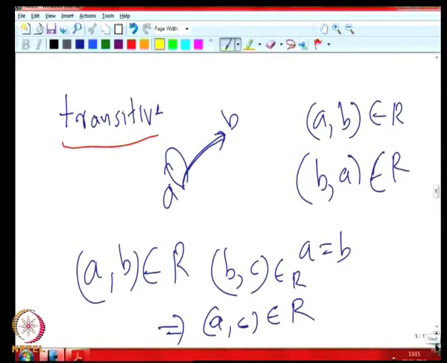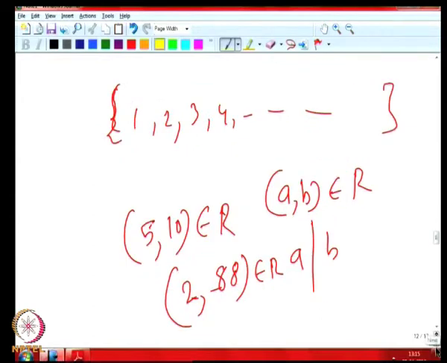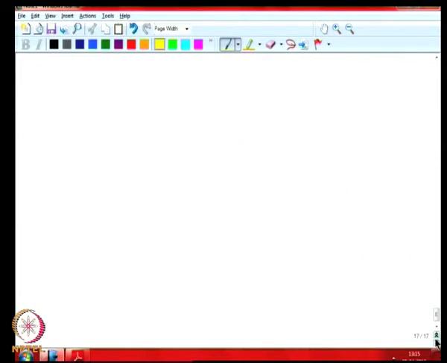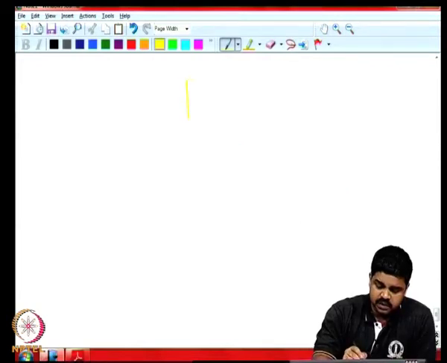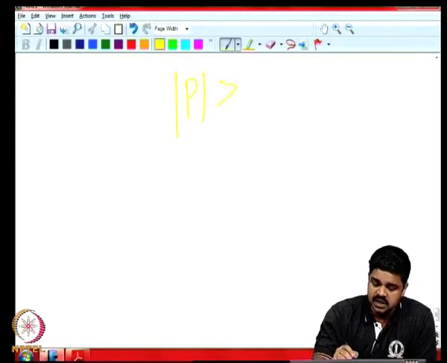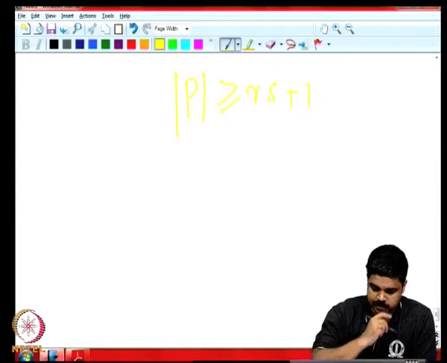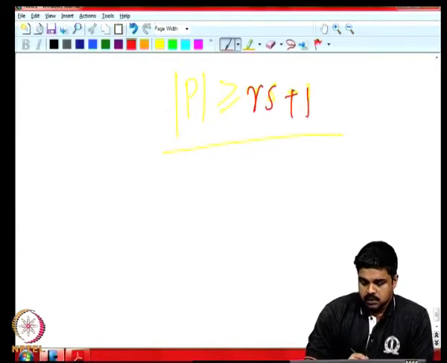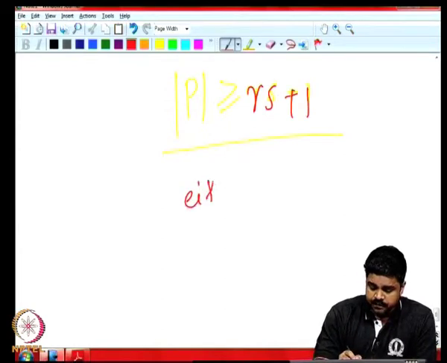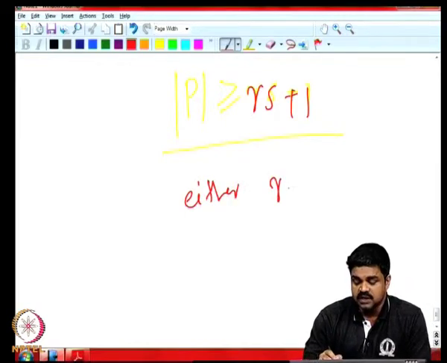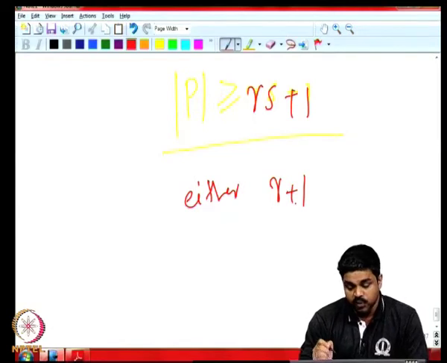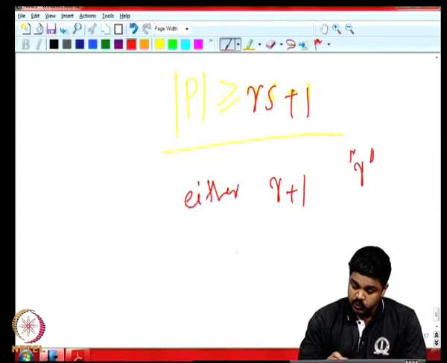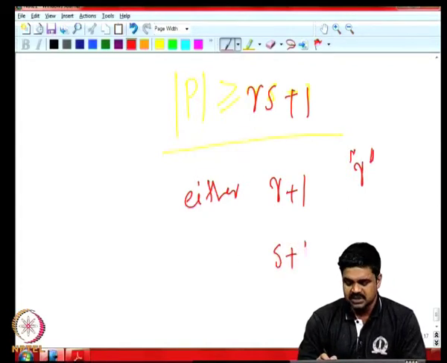Now, coming back to our problem. The statement says, suppose the number of elements in the partial order is at least r into s plus 1. Then either we have a chain of length r plus 1, or if you do not have any chain of length r plus 1, meaning all possible chains are of length r only, then we are sure to have an anti-chain of cardinality s plus 1.